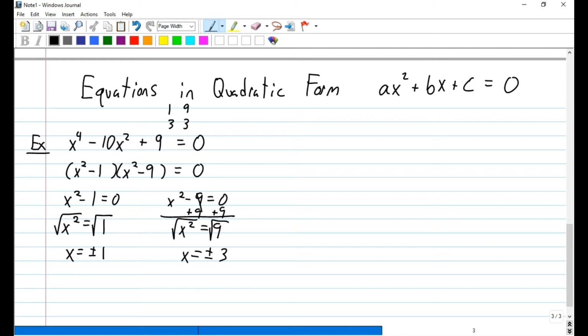Now the next type that we're going to look at, you probably won't recognize that it's in quadratic form at first because it's going to have fractions in it, which some students, when they see fractions, their brain just kind of turns off and you're like, I just don't want to do this. But this is still in quadratic form. So let's look at this one.